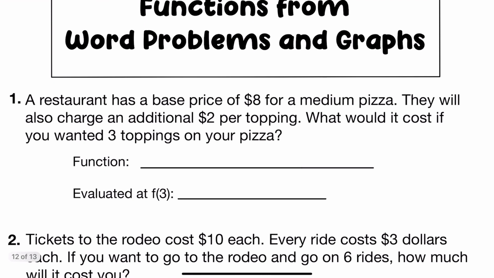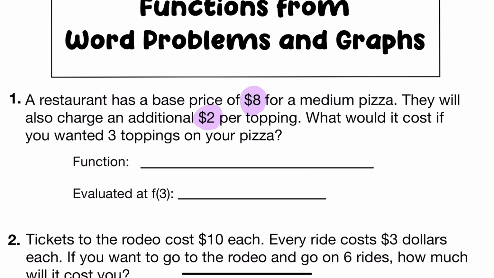So the first one we have: a restaurant has a base price of $8 for a medium pizza. They will also charge an additional $2 per topping. What would it cost if you wanted 3 toppings on your pizza? So what I'm going to do is go through and highlight some of the numbers that we came across, like $8, because that's going to be important, and $2.